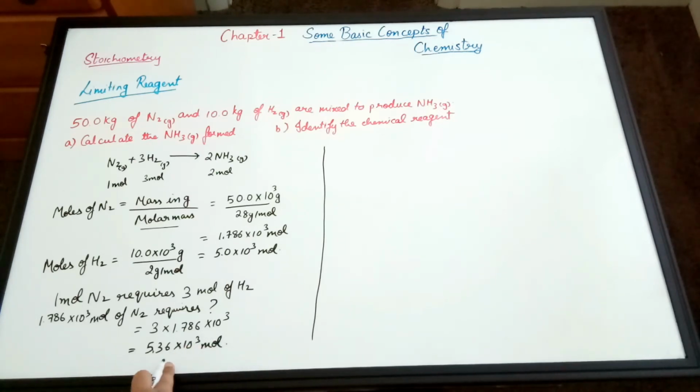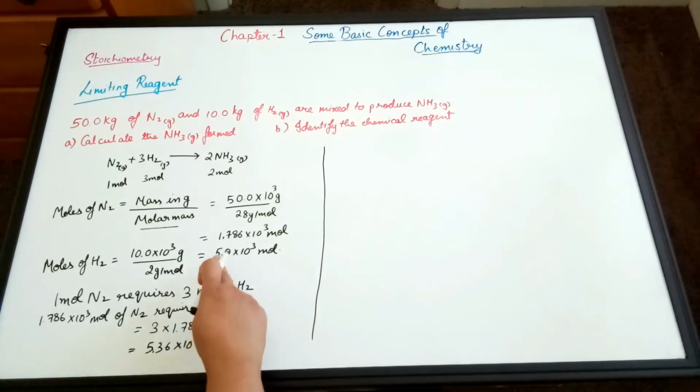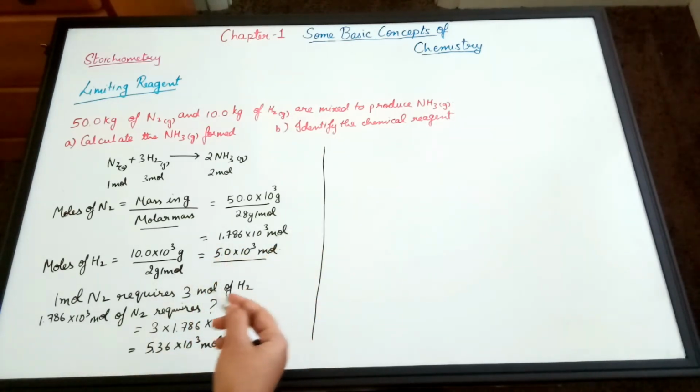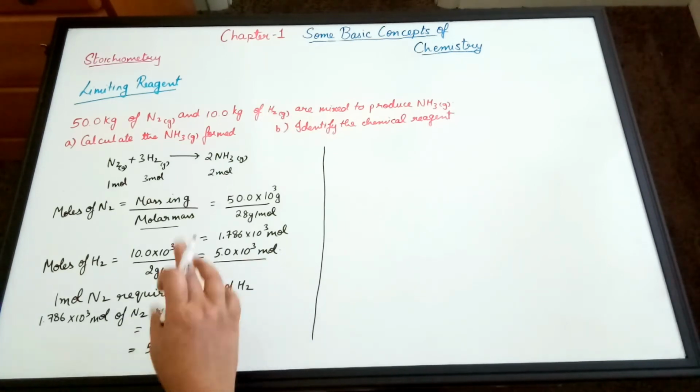But the number of moles of hydrogen which is present is only 5.0 into 10 to the power 3 moles. So, which means that nitrogen is in excess while hydrogen is the limiting reagent. You only have 5.0 into 10 to the power 3 moles, which is lower. So, you can also flip it.